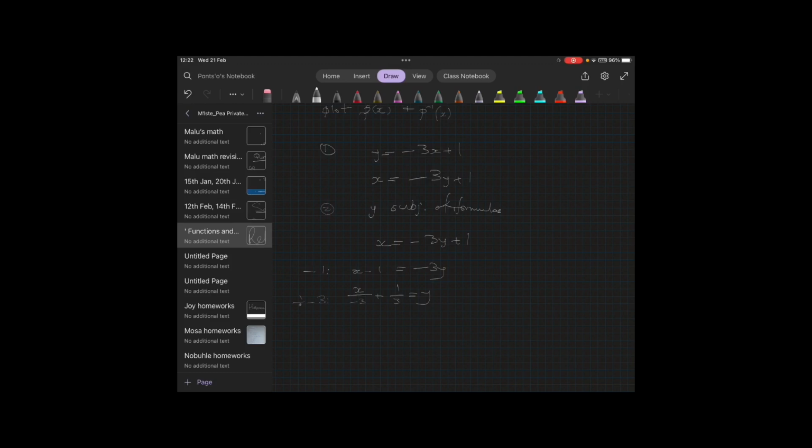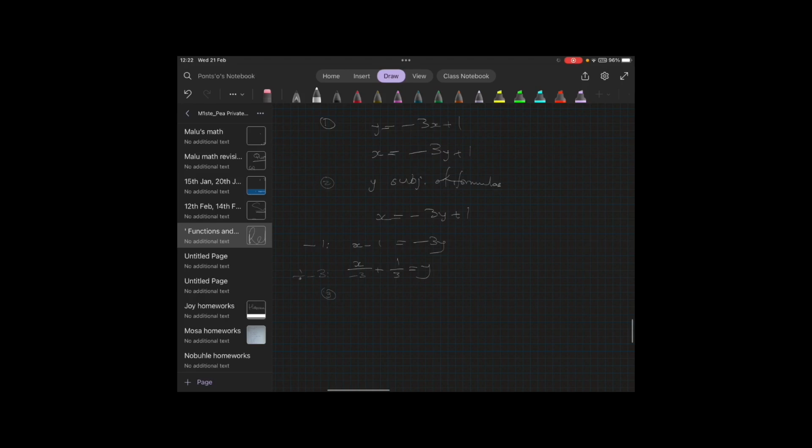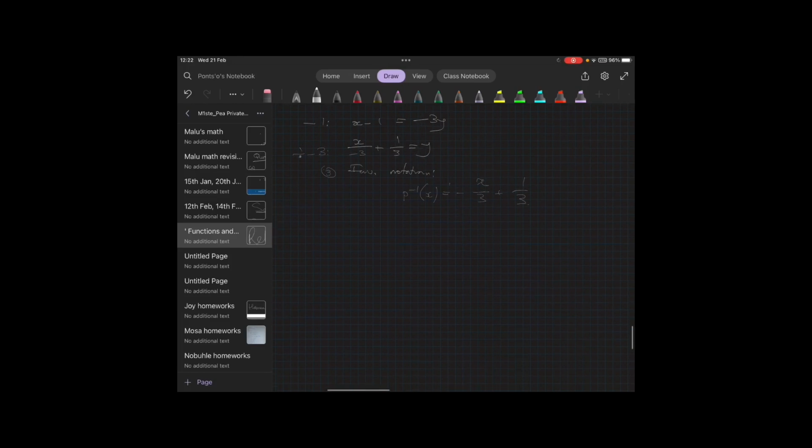And then we now give it inverse notation. Then this becomes y, or rather p inverse of x is negative x over 3 plus 1 over 3. That's clear. Sorry.